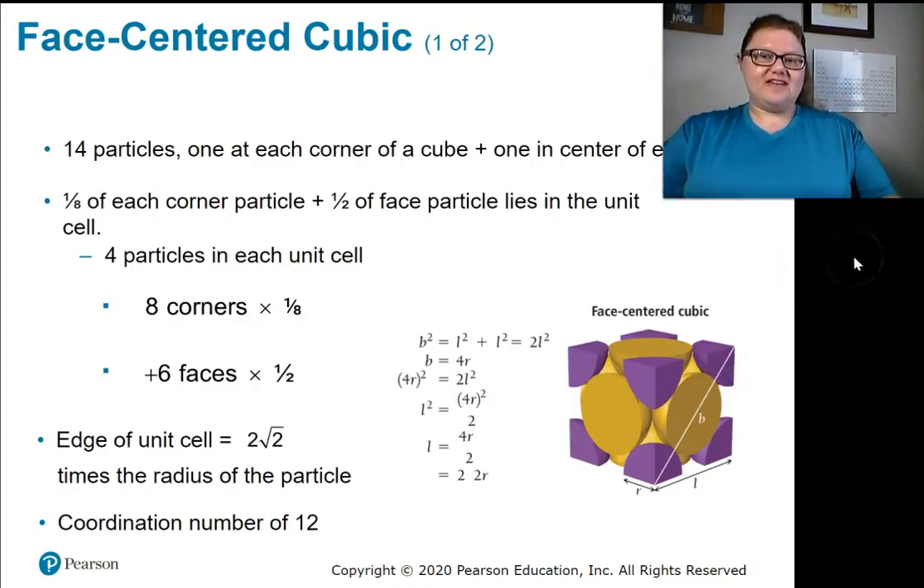All right, let's talk about face-centered. So face-centered is the most complex that we will be looking at in this course. And so we have 14 particles now. It's more things in this unit cell for this type. We have one at the center of each face. So a face is a complete side.